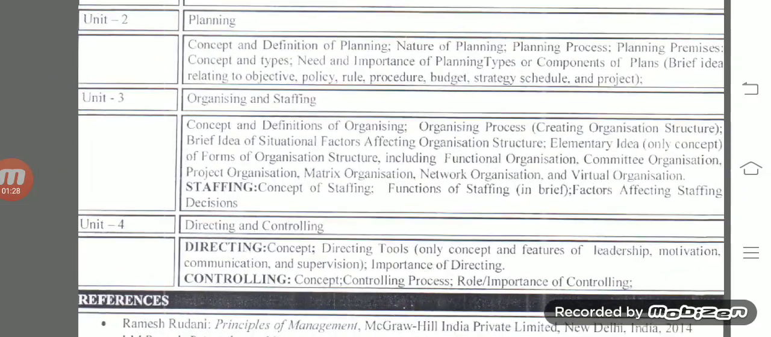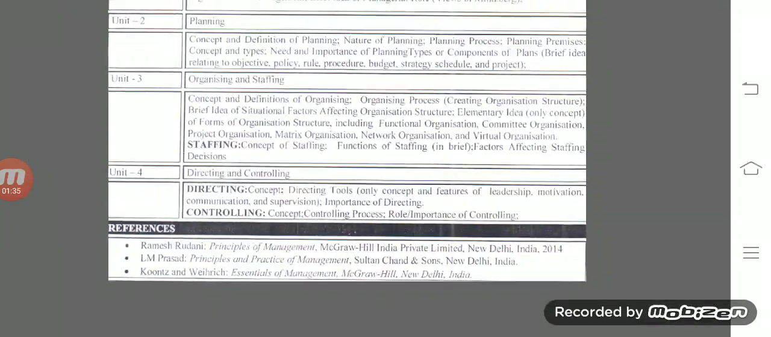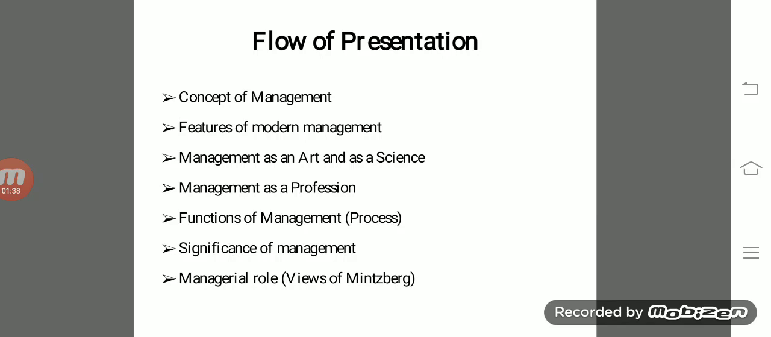Okay, and these are your reference books which you can refer to for your learning. Start with the flow of presentation. Which points we are going to learn in this presentation: concept of management, features of modern management, management as an art and as a science, management as a profession, functions of management, or ultimately we can say the process of management, significance of management or importance of management. We can say that significance means importance of management, and managerial roles as per Mintzberg or the views of Mintzberg.